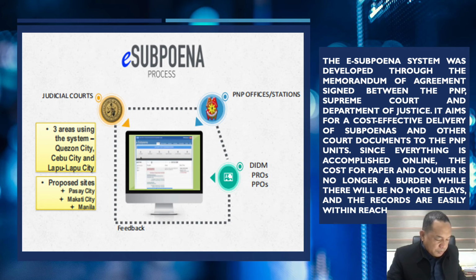Some gaps were identified in the e-subpoena that we hope to be addressed. The GSCC decides on the rollout schedule of court personnel training and not the PNP. That is why there are only 3 working areas using the e-subpoena system, and the connectivity is slow.